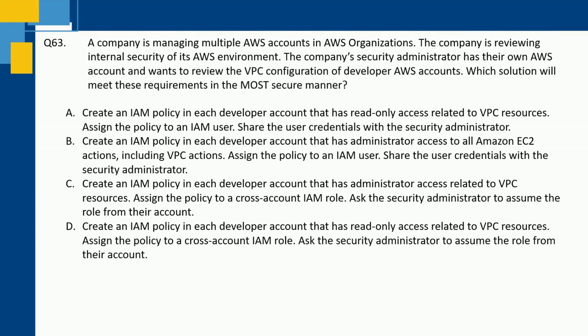Your options are: create an IAM policy in each developer account that has read-only access related to VPC resources, assign the policy to an IAM user, and share the user credentials with the security administrator. Create an IAM policy in each developer account that has administrator access to all Amazon EC2 actions, including VPC actions. Assign the policy to an IAM user. Share the user credentials with the security administrator. Create an IAM policy in each developer account that has administrative access related to VPC resources. Assign the policy to a cross-account IAM role. Ask the security administrator to assume the role from their account.